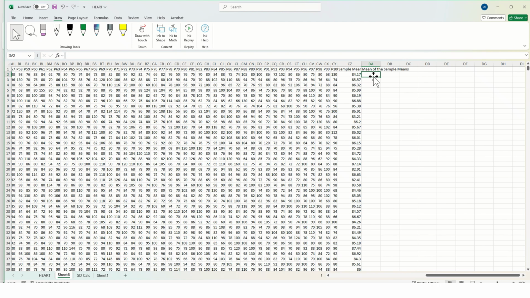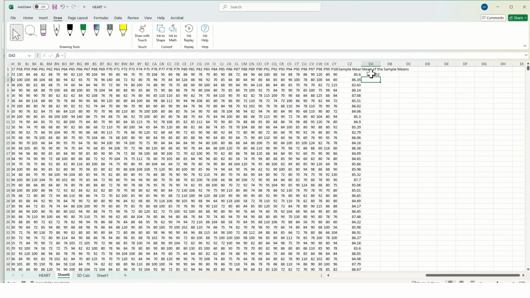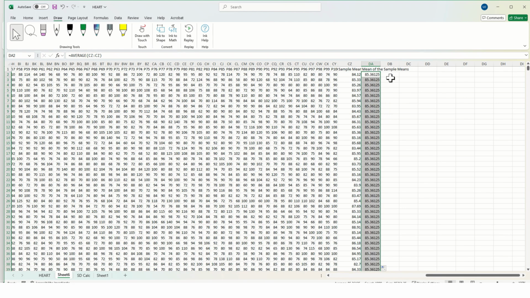We will calculate the z-score, and then we will count how many z-scores are between -1 and +1, and how many z-scores are between -2 and +2. That will show us what percentage of values are within 1 standard deviation and within 2 standard deviations. The mean of the sample means equals the average of this column, which comes to 85.45, as we previously calculated.